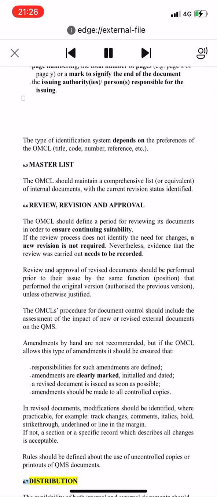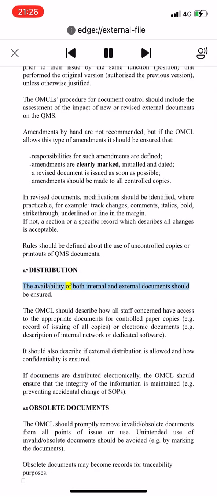6.7 Distribution. The availability of both internal and external documents should be ensured. The OMCL should describe how all staff concerned have access to the appropriate documents for controlled paper copies, e.g. record of issuing of all copies, or electronic documents, e.g. description of internal network or dedicated software. It should also describe if external distribution is allowed and how confidentiality is ensured.